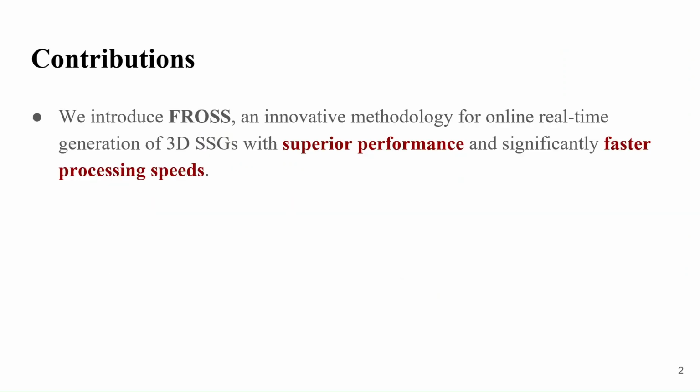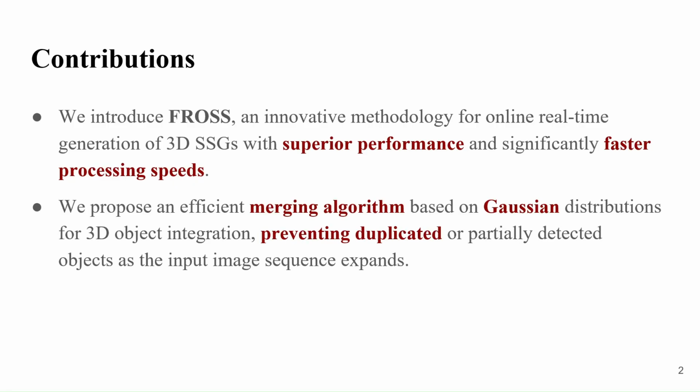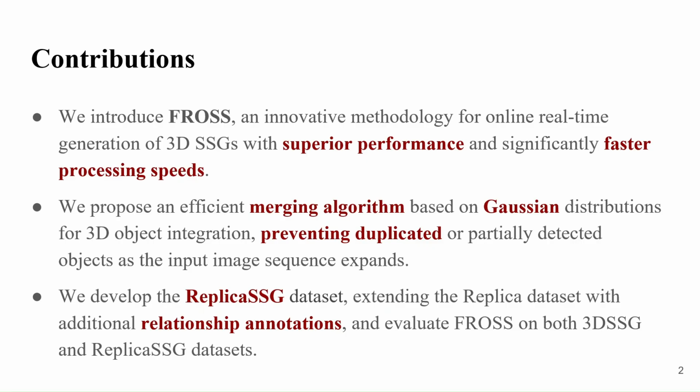efficiently. In this research, we introduced FROSS, a methodology for online and real-time generation of 3D SSGs with superior performance and processing speed. We propose an efficient merging algorithm based on 3D Gaussians for object integration, preventing duplication as the input image sequence grows. Additionally, we developed a new dataset, Replica SSG, which extends the Replica dataset by adding relationship annotations. This new dataset offers high-quality reconstructions of indoor environments for evaluating 3D SSG performance.